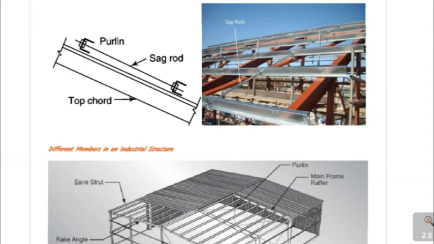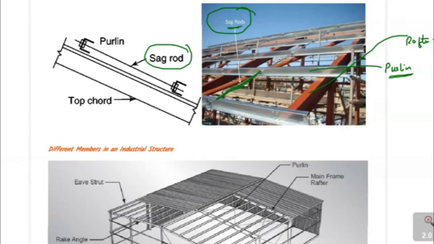And another example is sag rods. These sag rods are used in roof trusses. You can see in this figure, this is nothing but a purlin. I told you, horizontal members, and this is nothing but a rafter. And these rods that are joining purlins are nothing but sag rods. And these sag rods are going to experience tension.